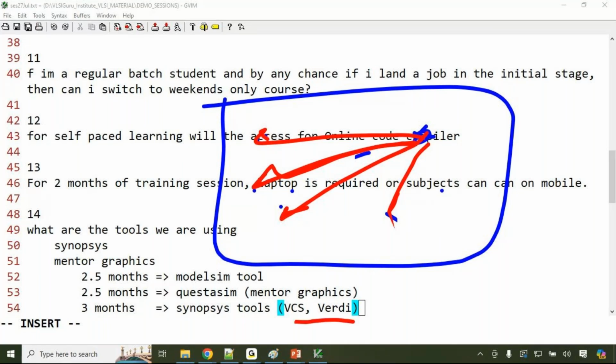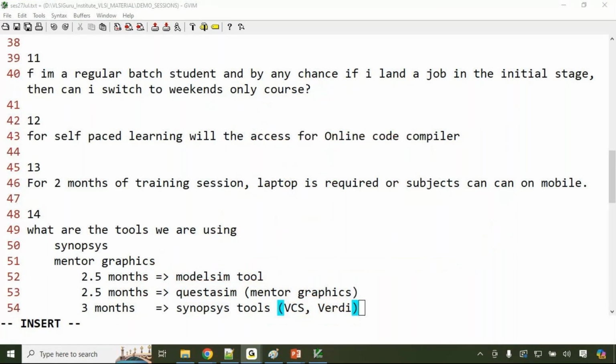Why like this? Why not VCS throughout the course? Licenses are limited, so we have to use the licenses in a proper manner. When you are using QuestaSim, previous batches are using this. When they pass out, you'll use this. Next batches will use this. So that way we optimize the licenses, and that's how the cost works out. We can't buy 100 licenses. Yeah, this is about it.